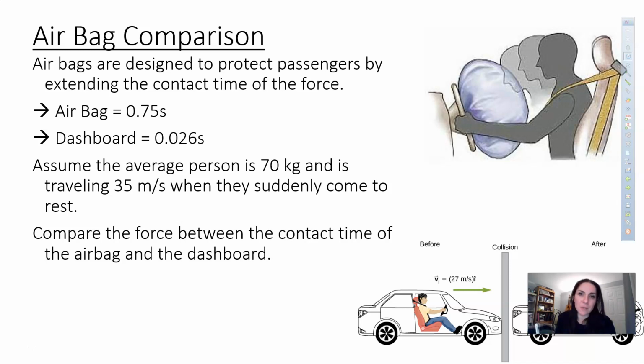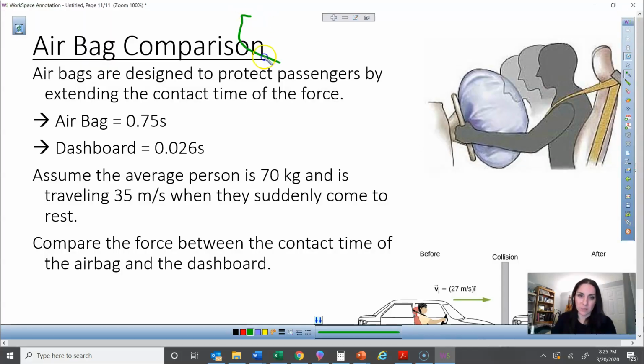So what I'm going to do is calculate the force felt during an airbag versus the force felt during hitting the dashboard. And this is taking an average mass of a person, which is 70 kilograms, traveling at highway speed. So 35 meters per second is about 70 miles per hour. So you're going fast. This is a fast speed here.